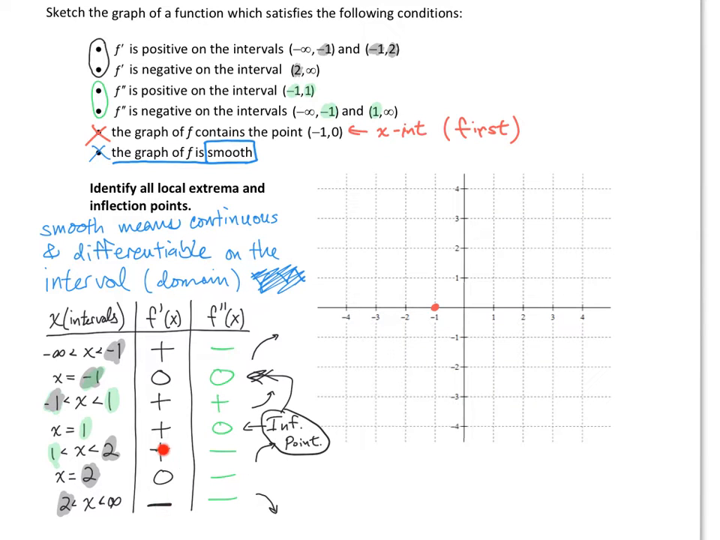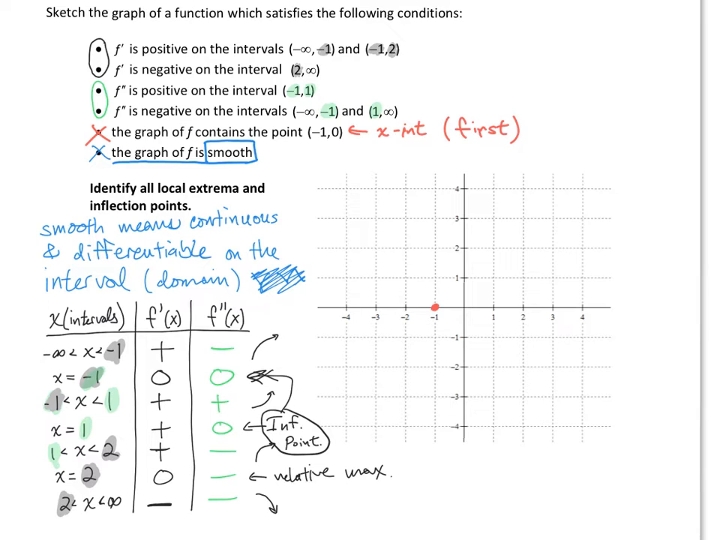Now, if we look at this one here, this 0, what we could not identify here, there was nothing here. This is telling us that there is a relative maximum. Because the first derivative goes from positive to negative, that means the function goes from increasing to decreasing. And so this would be a relative max. All right, let's get this drawn up there then.